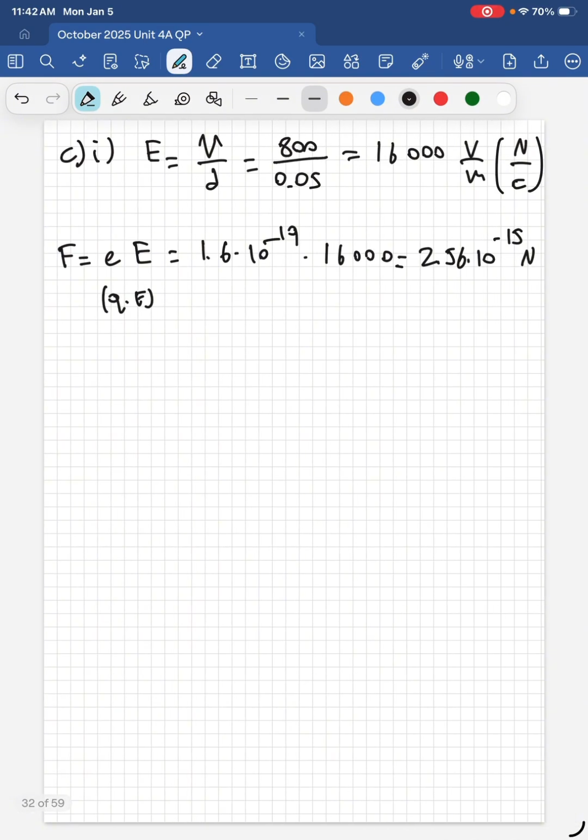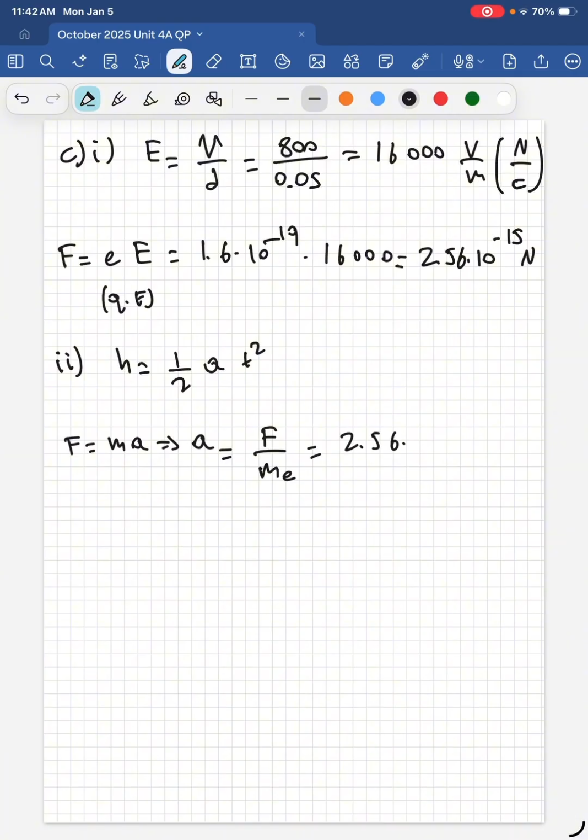Okay. So for part 2, we have 1/2 at squared, and we don't know either a or t squared. How do we calculate a? We know that the force is equal to mass times acceleration. So the acceleration of the electrons is simply the force over their mass. So 2.56 times 10 to the negative 15 over 9.11 times 10 to the negative 31. And this is simply equal to 2.81 times 10 to the 15 meters per second.